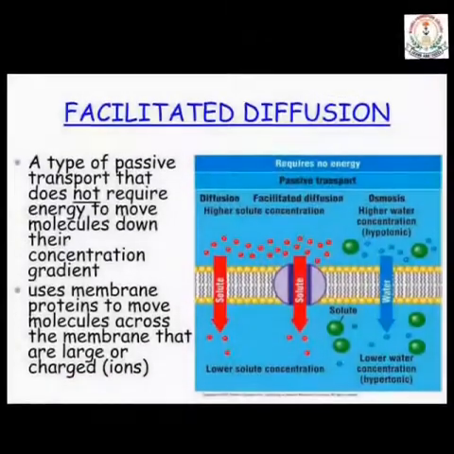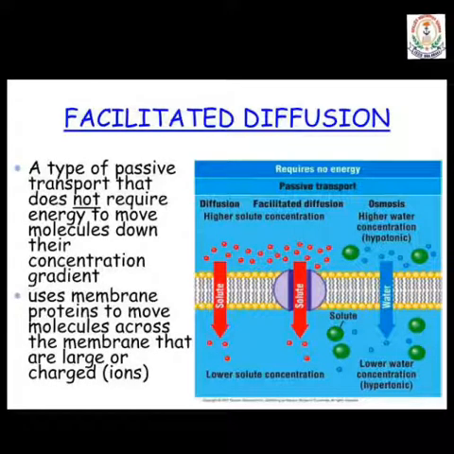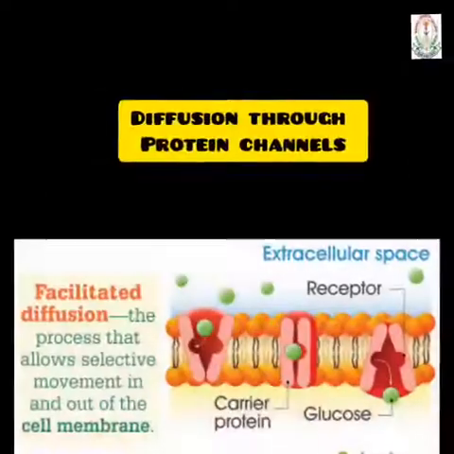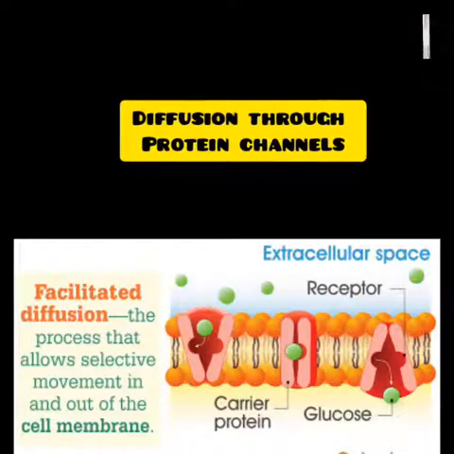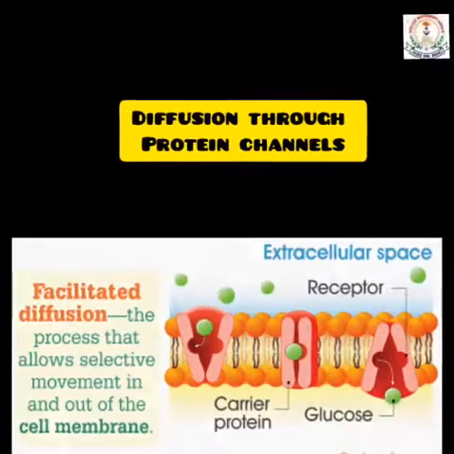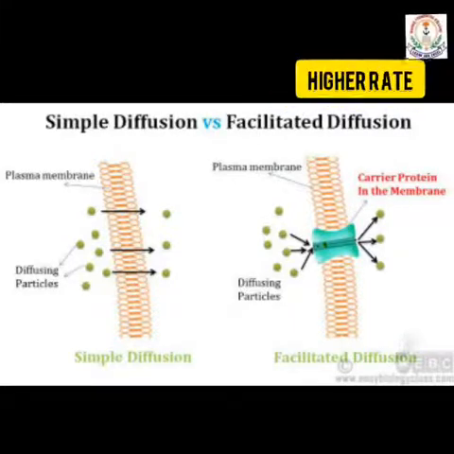Let's move toward facilitated diffusion. As its name indicates, it is facilitated by an additional substance, which are some additional proteins involved in the diffusion method. When a transport protein moves a substance from higher to lower concentration, the process is called facilitated diffusion. The rate of facilitated diffusion is higher than simple diffusion.